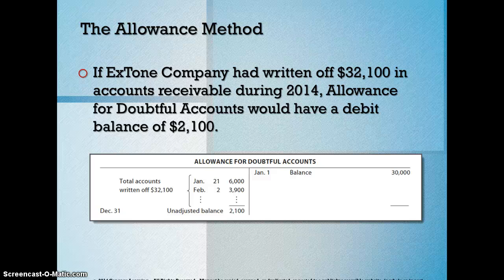Okay, if we had written off more than we had estimated, then it would end up with a debit balance of $2,100.